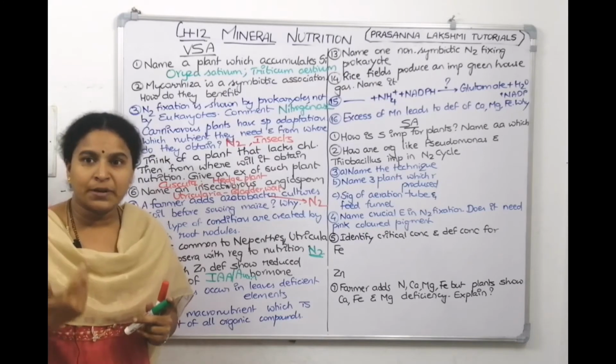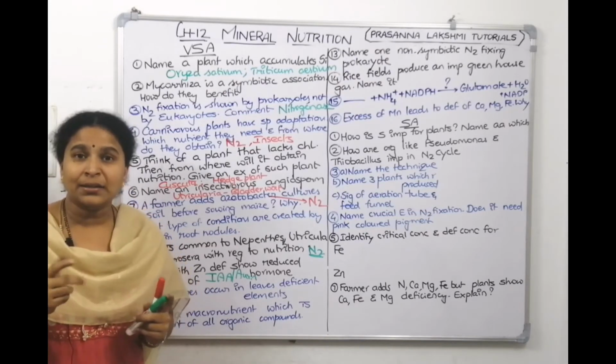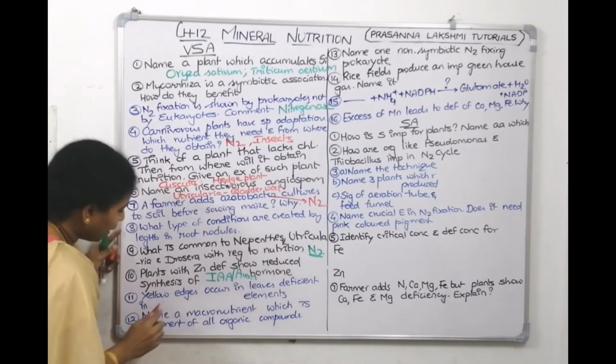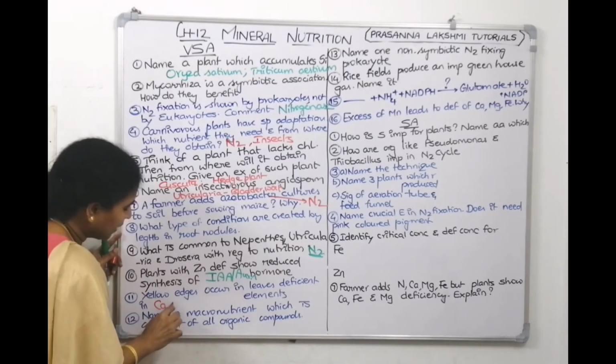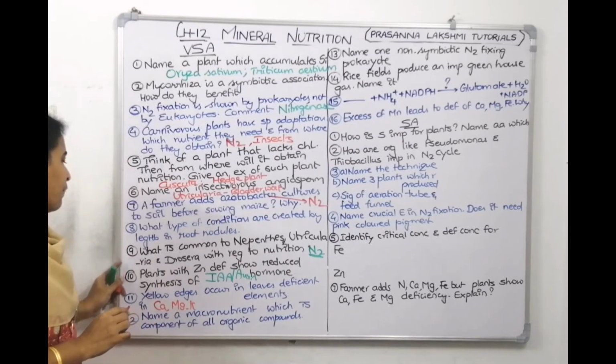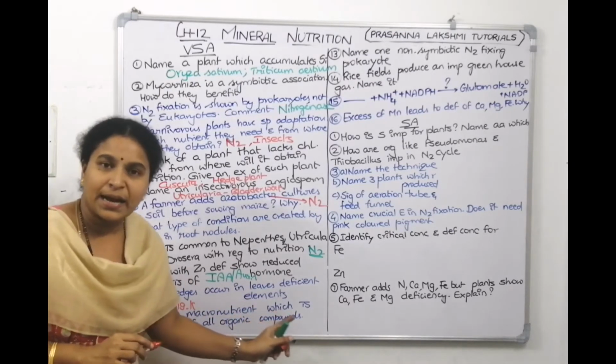Okay, children. Now, yellow edges in the leaves is due to deficiency of dash elements. Chlorosis, loss of green color, appearance of yellow color, that too at the edges is because of deficiency of, you can tell calcium, we can tell magnesium, potassium. Deficiency will cause yellowing edges at the leaves.